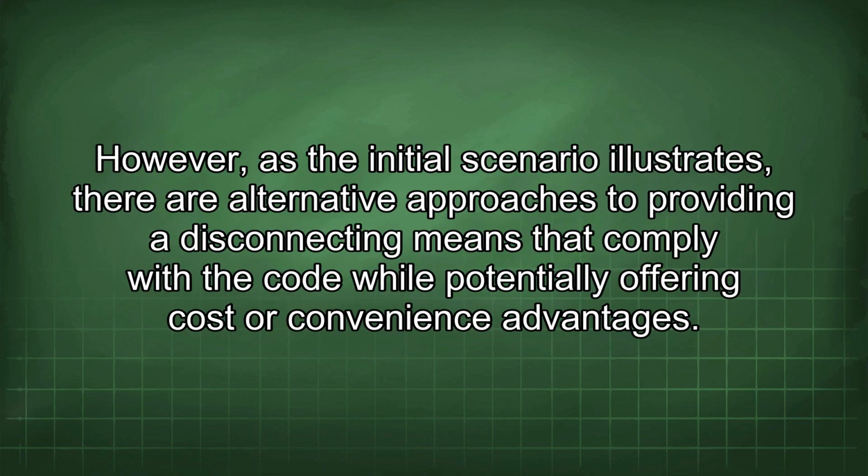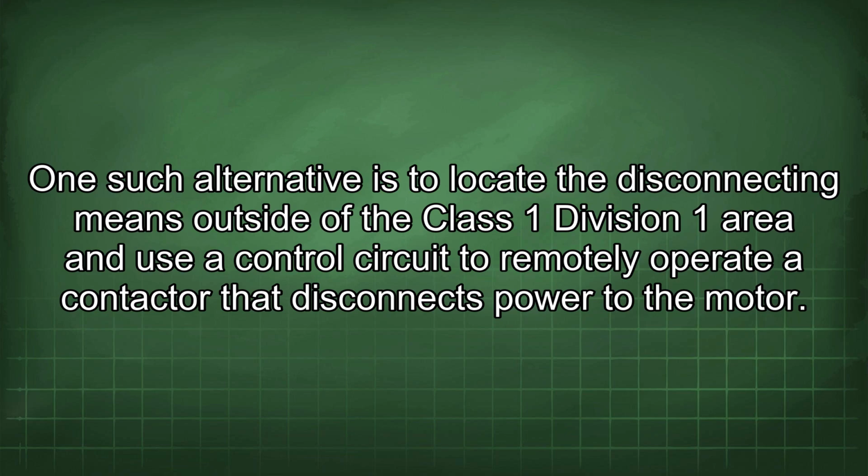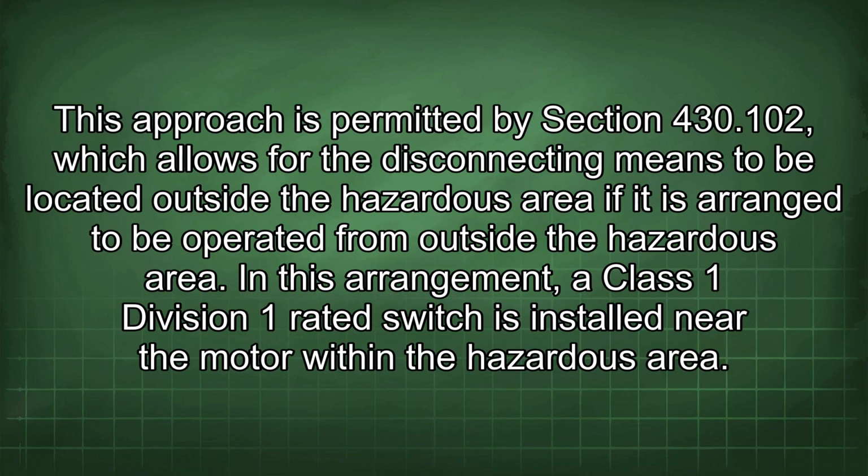However, as the initial scenario illustrates, there are alternative approaches to providing a disconnecting means that comply with the code while potentially offering cost or convenience advantages. One such alternative is to locate the disconnecting means outside of the Class 1 Division 1 area and use a control circuit to remotely operate a contactor that disconnects power to the motor. This approach is permitted by Section 430.102, which allows for the disconnecting means to be located outside the hazardous area if it is arranged to be operated from outside the hazardous area.